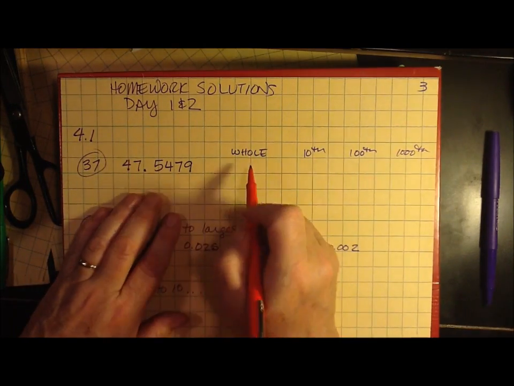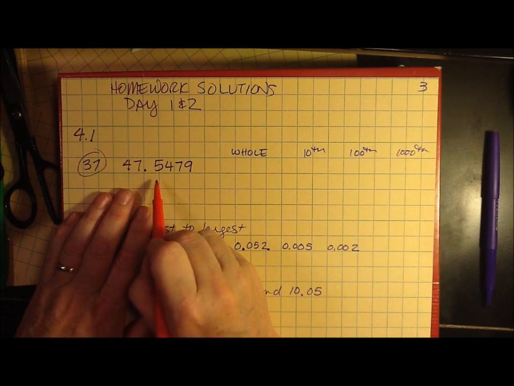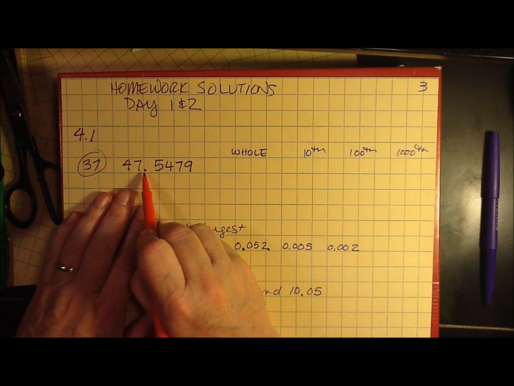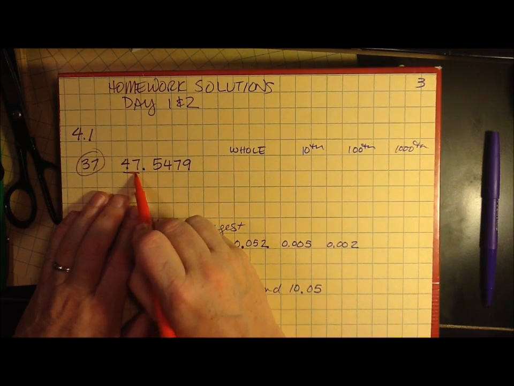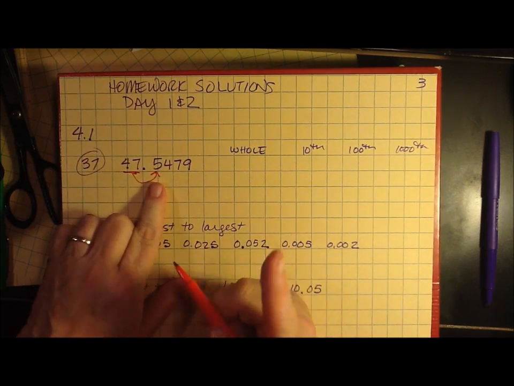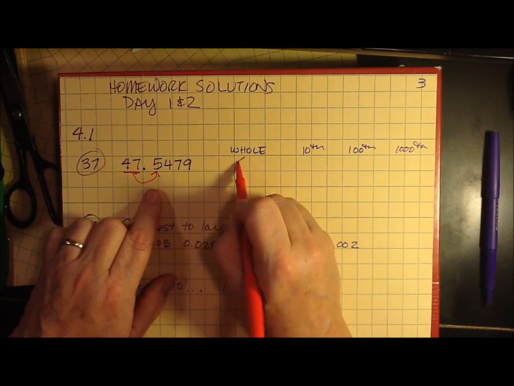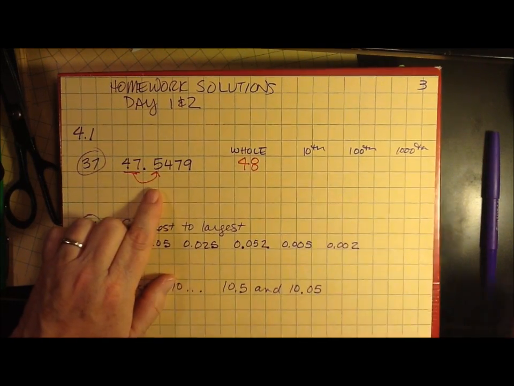So if I'm looking at the whole number, I have to look at 47. So here's the whole number. I have to look at the next guy to the right, and this will tell me whether this will round up or down. 5 rounds up, so the whole number would be 48.